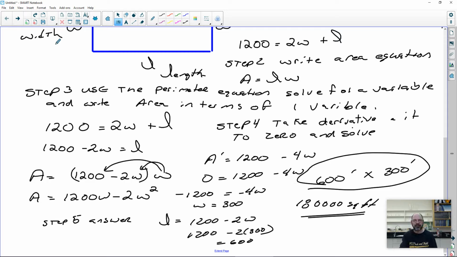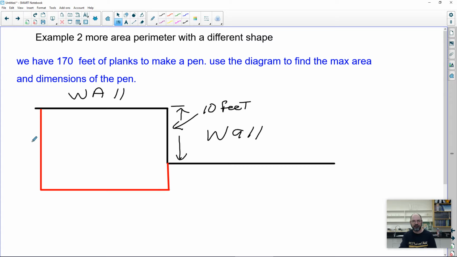Let's do the next one here with an odd shape like that one problem with a crooked wall. So let's do a crooked wall one. Okay, so example 2 here.